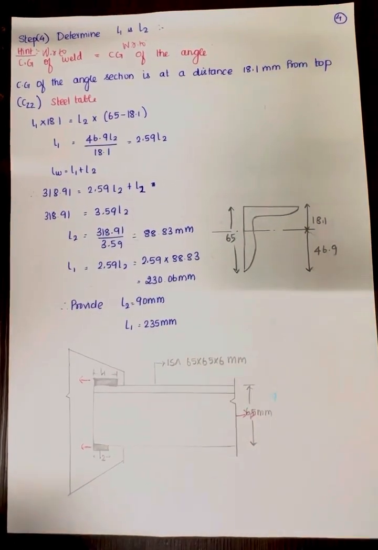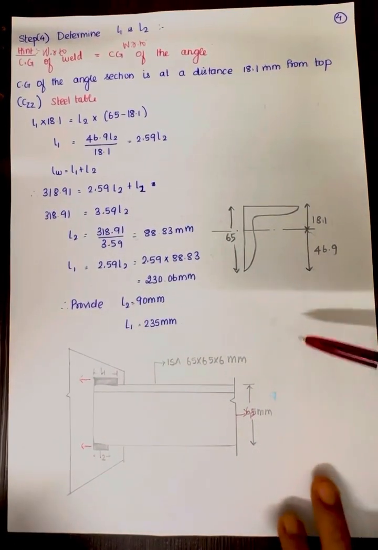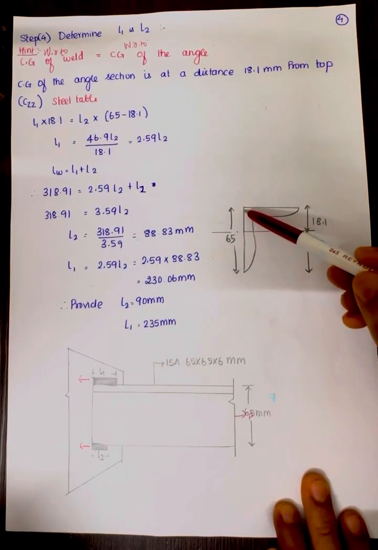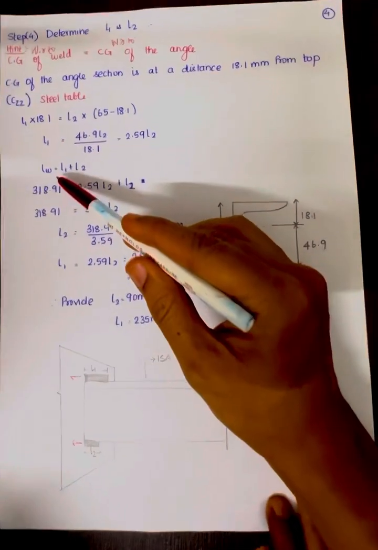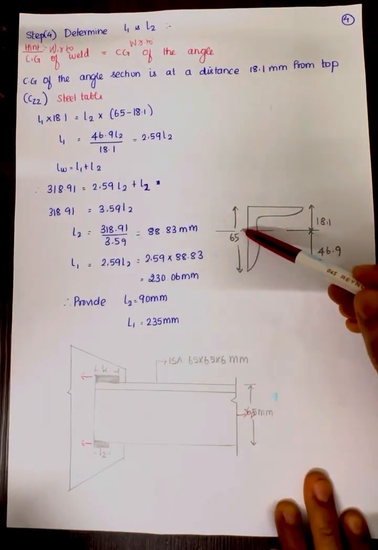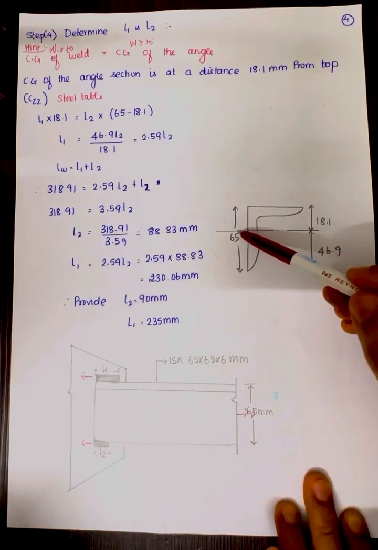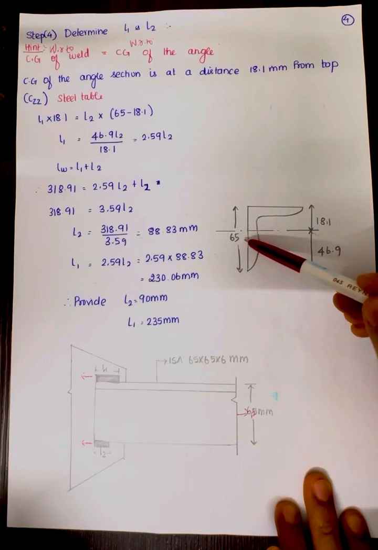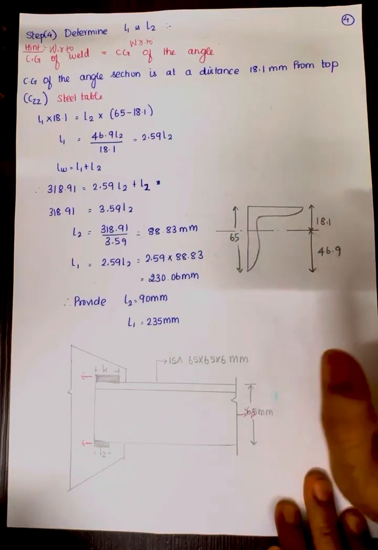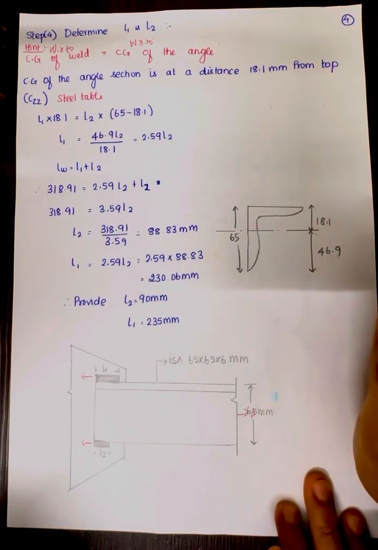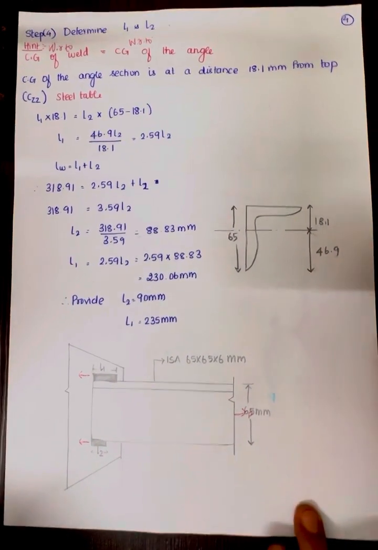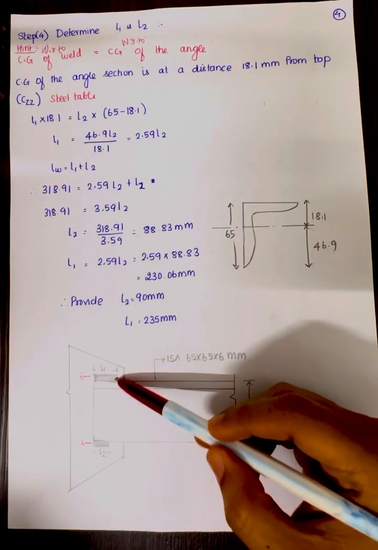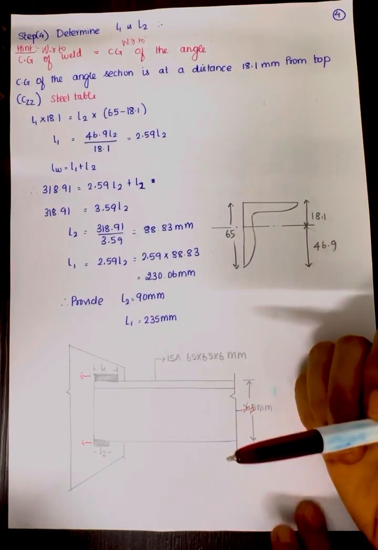Some general mistake most of the students make is they take this value as LW, which is wrong. This is ISA 65 by 65 by 6. So this is 65. That's 65. This is not LW actually. Okay. So very simple. So we have identified L1 and L2. So L1 is 235 and L2 is this much.